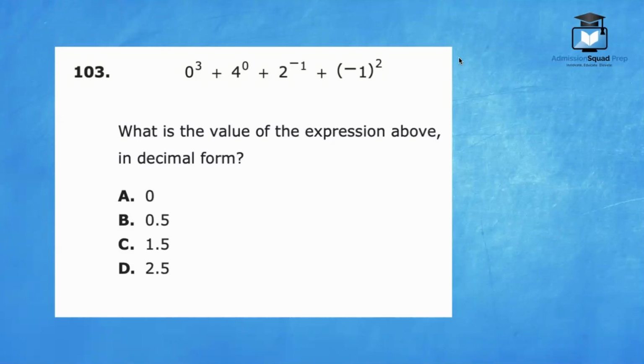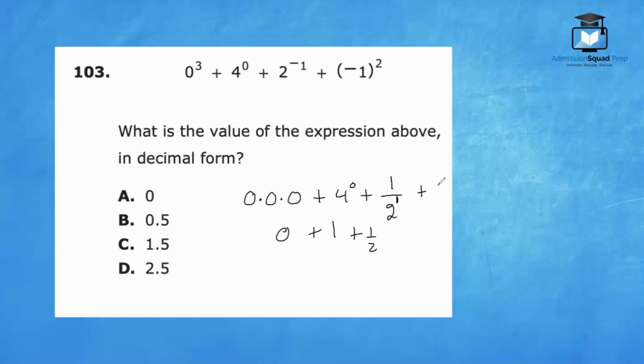Number 103, what is the value of the expression above in decimal form? Let's go ahead and evaluate the expression. 0 to the third power is simply 0 times 0 times 0, which is equivalent to 0. 4 to the 0th power is 1, because any number raised to the 0th power is 1. 2 to the negative first power actually becomes a fraction. Anytime you have a negative exponent, simply send the exponent into the denominator, change the exponent to be a positive number, and the numerator is now a 1. So 2 to the negative first power is actually 1/2.